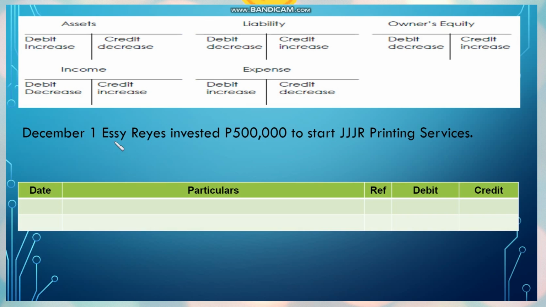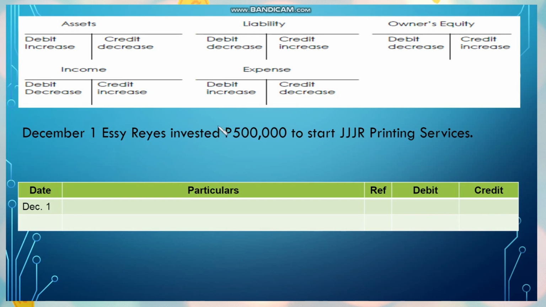So in this case, S.E. Reyes invested $500,000 to start JJJR Printing Service. If S.E. Reyes invested $500,000 in the business, that means the business received cash of $500,000. But of course, we start with the date. This is December 1st. So the first column is date, then we record it as December 1.